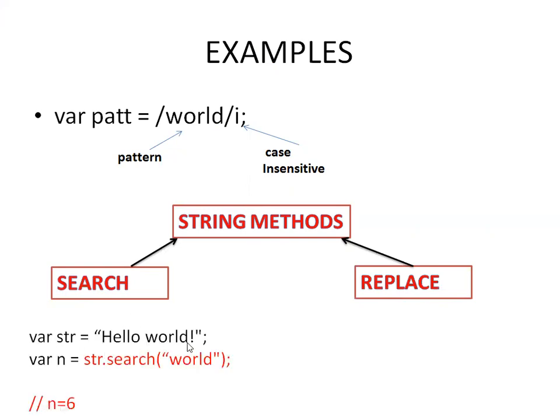Where str is equal to hello world. So here str is the object. It is holding the string hello world. So we can say str is a string object. Where n is equal to str.search of world. By using the string object, we are searching the word world. Okay. So here it will return the starting position of the word world.